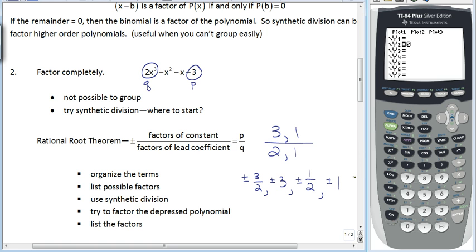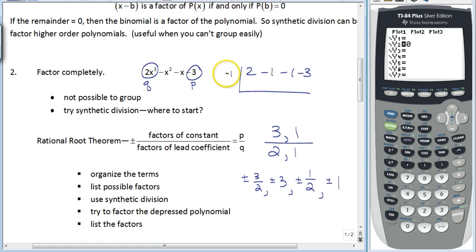We list all the possible combinations where we take our last term divided by our first term. So as you see here, we have 8 different possibilities of zeros, or something that will work using synthetic division. So what you would do is you would try to divide 2, negative 1, negative 1, negative 3 by a 1.